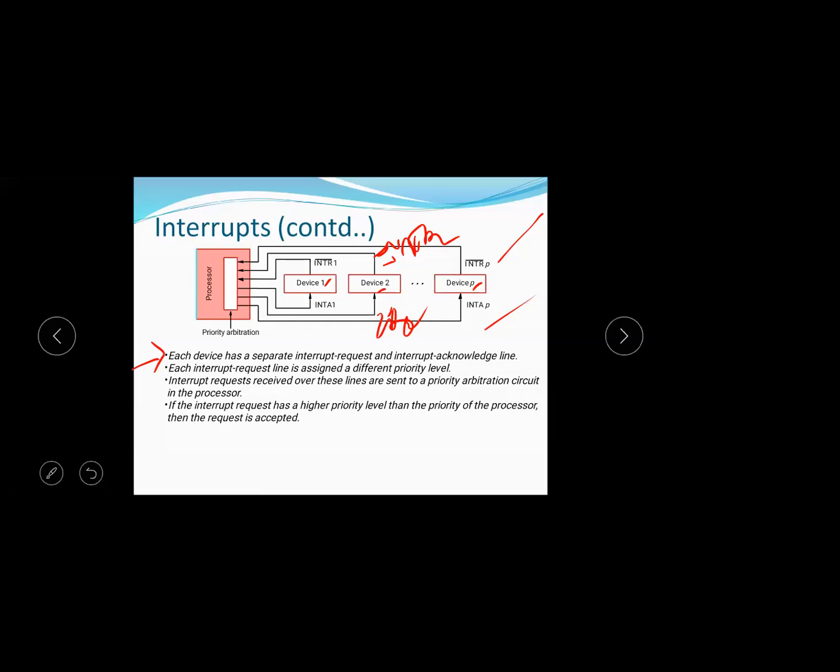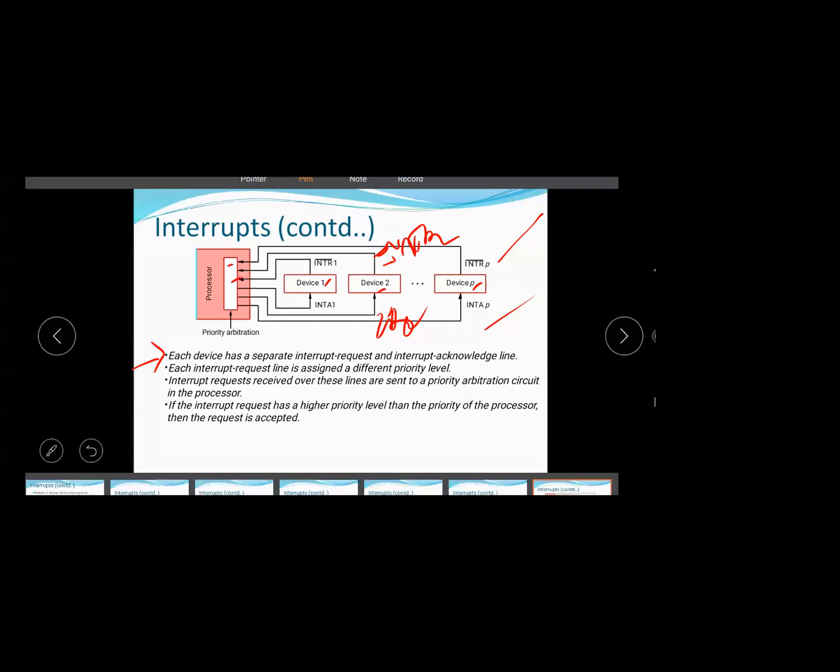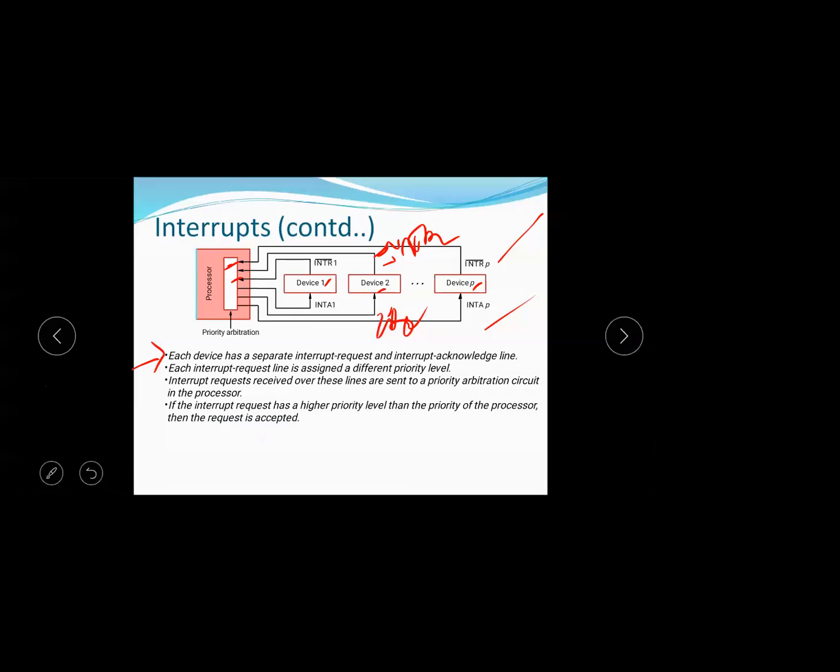Each interrupt request line is assigned a different priority level. The interrupt request lines are the arrow marks. If there are 8 devices, there are 8 request lines, and each request line is given a different priority level.